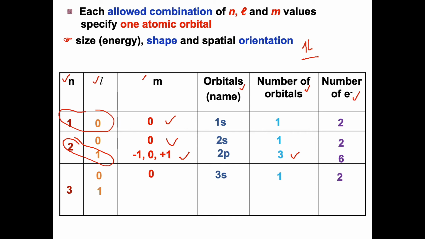When n equal to 3, l also equal to 1. So m equal to negative 1, 0, plus 1. Orbital name 3p. Number of orbitals will be 3. And the number of electrons 3 times 2 is 6. And when n equal to 3, l also equal to 2. So m is equal to negative 2, negative 1, 0, plus 1, plus 2. Orbital name is 3d. So by now, you must know how many orbitals exist. It is 5 orbitals. And the number of electrons that can occupy the orbitals is 10 because you have 5 orbitals.